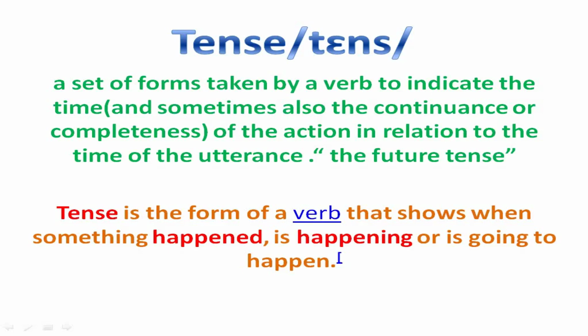First of all, we are going to understand the meaning of tenses. So this is tenses. A set of forms taken by a verb to indicate the time, and sometimes also the continuous or completeness of the action in relation to the time of the utterance. Or, tense is the form of a verb that shows when something happened, is happening, or is going to happen, is called tense.